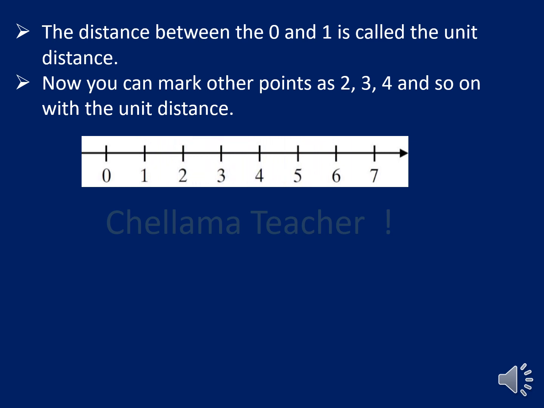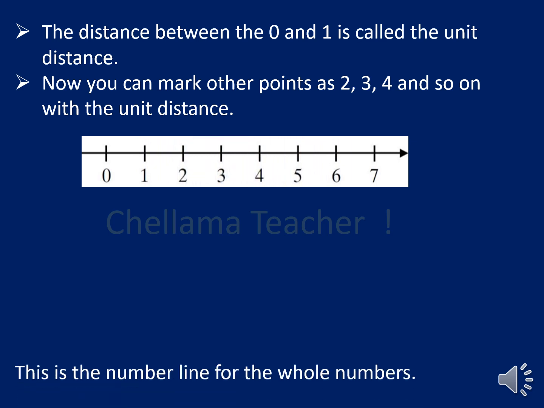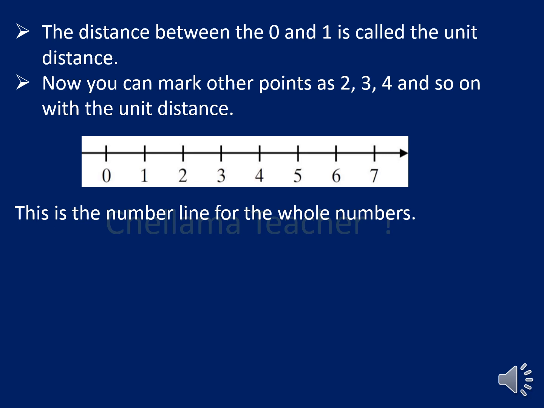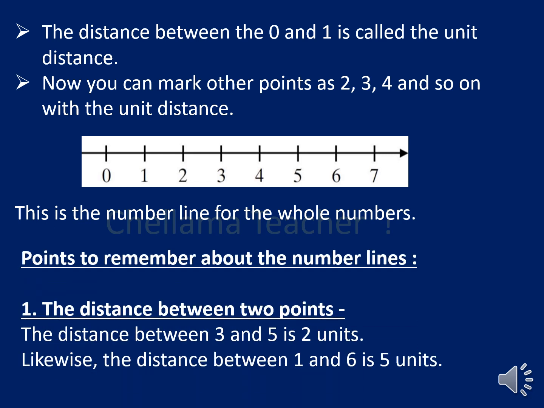See, you can find this. This is the number line for the whole numbers. So, for the whole numbers, the number line starts from 0 with the unit distance, 1, 2, 3 like that. It goes on increasing. This is the number line for whole numbers.